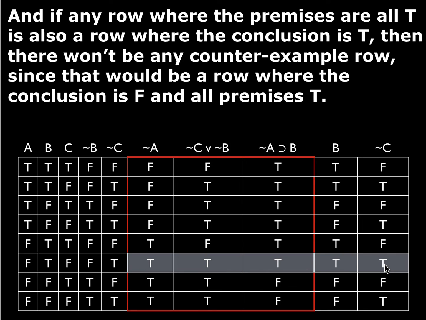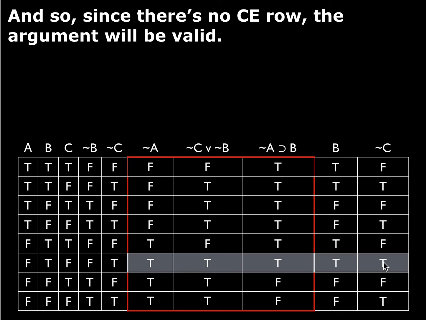And if any row where the premises are true is also a row where the conclusion is true, then there won't be a counterexample row, right? You won't be able to find a row where the premises are all true but the conclusion's false. Okay, that's not going to happen. And since there's no counterexample row, the argument's going to be valid.